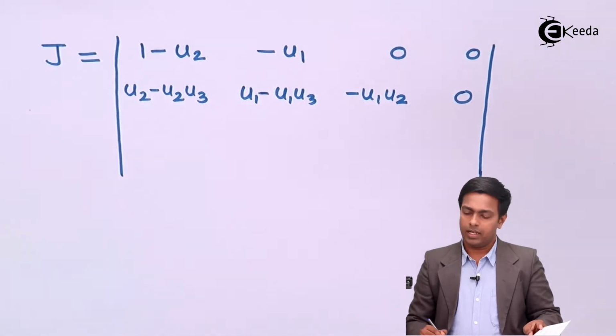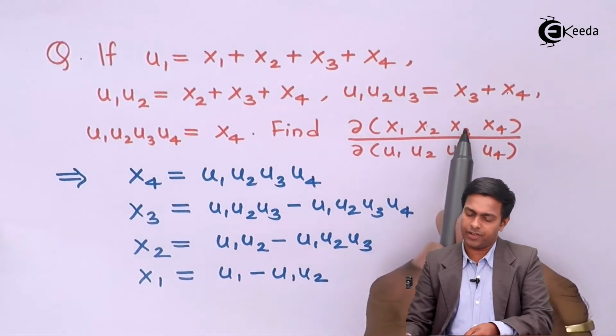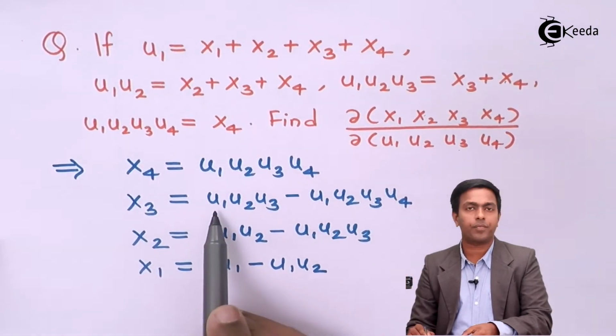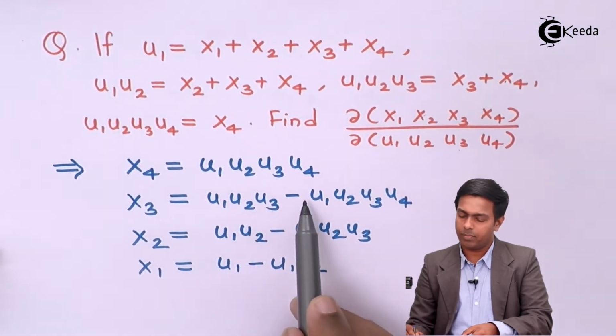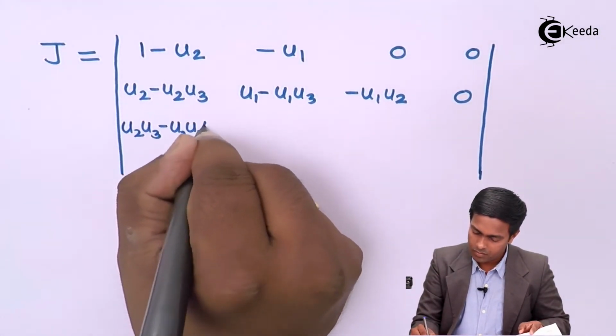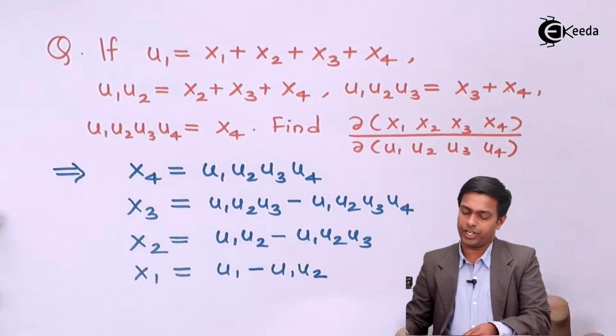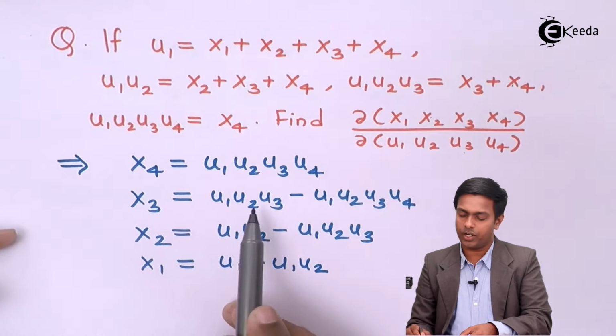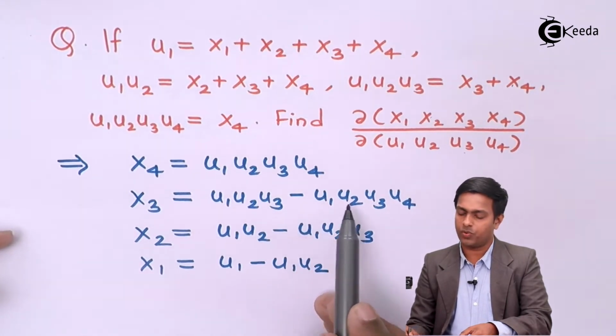Next, we'll differentiate x3 with respect to u1 u2 u3 u4. Let's start. So x3 with respect to u1, we'll get u2 u3 minus u2 u3 u4. Here I'll write. Next, we'll differentiate x3 with respect to u2, we'll get u1 u3 minus u1 u3 u4.